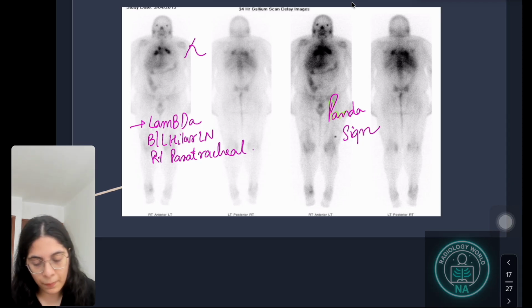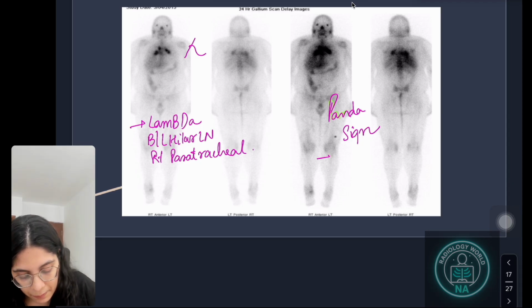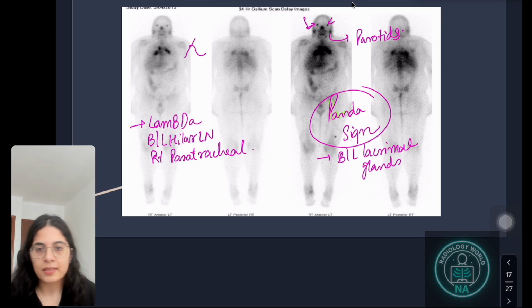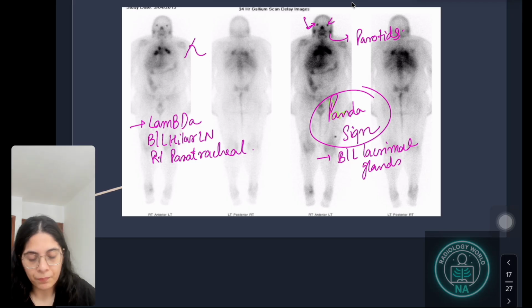Whereas if I talk about the panda sign, here there is an uptake in the bilateral lacrimal glands, and there is an uptake in the bilateral parotids also. Okay, so that is basically two additional things in the panda sign. So now we have basically discussed all these signs in the cases of gallium. Again, very commonly tested in some way or another: the lambda and the panda sign.